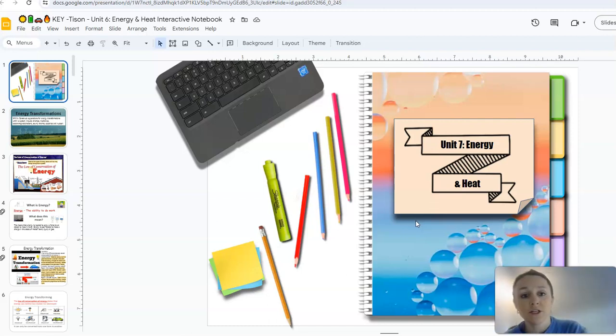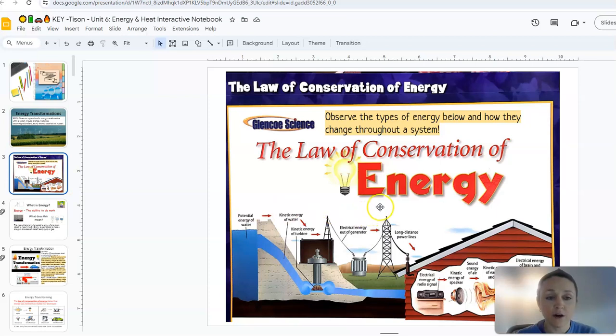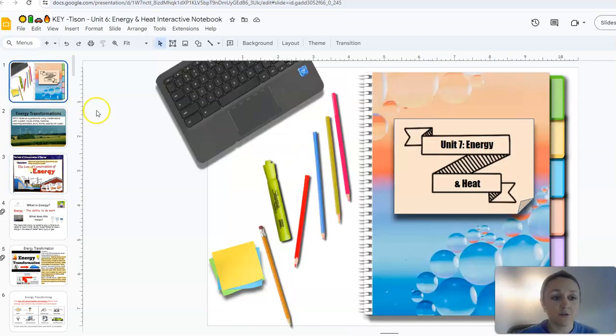When we talk about energy, we are talking about the law of conservation of energy, really. If we look at slide 3, we see the law of conservation of energy, and we remember from the law of conservation of mass as well, is that energy cannot be created or destroyed. Energy can be in several different forms, and we can transfer energy from one form to another without destroying or creating new energy.